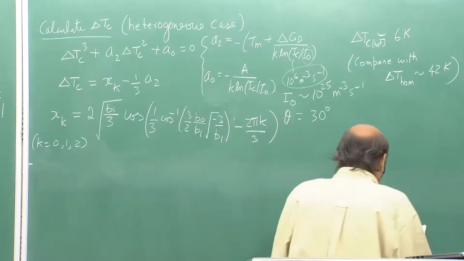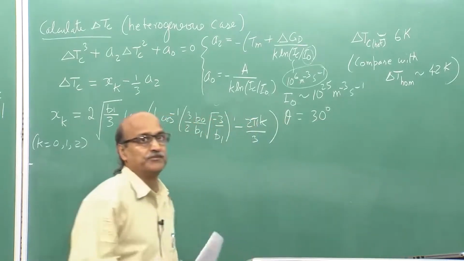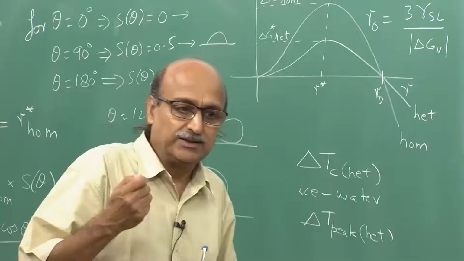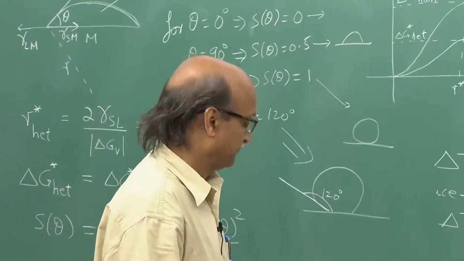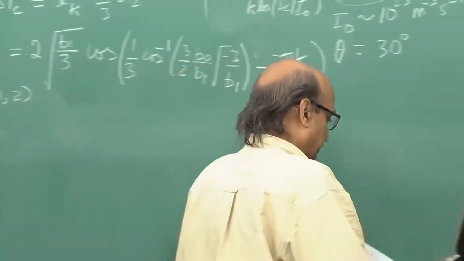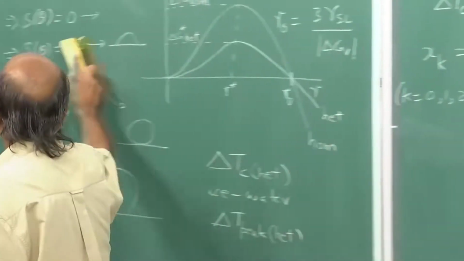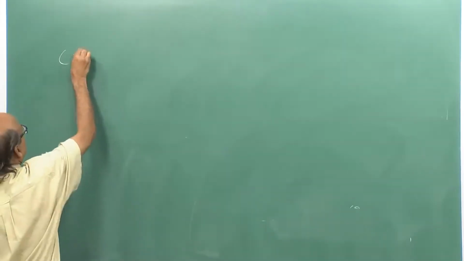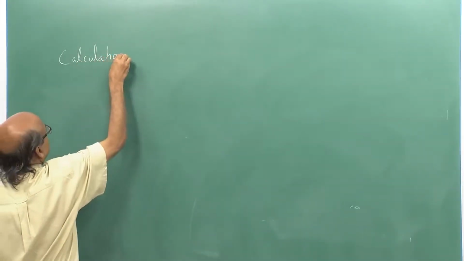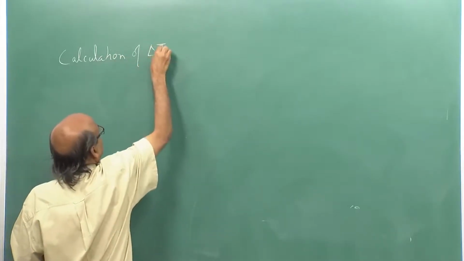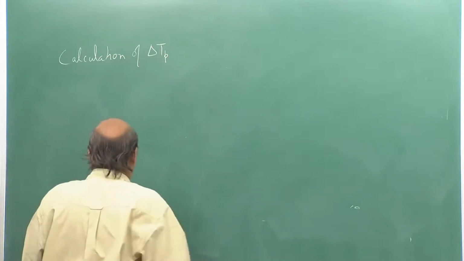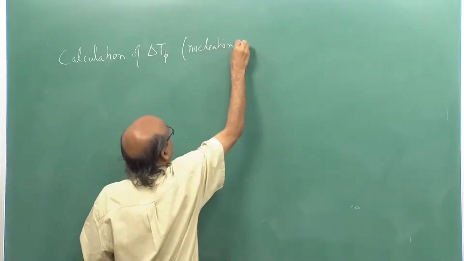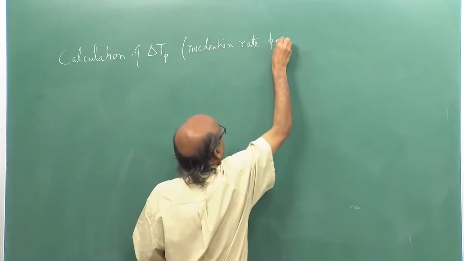A similar calculation one can also do for at what undercooling the peak in the nucleation occurs. And in order to do that, let me just write down the relation for that as well. So calculation of delta T sub P, the nucleation rate peak or a maxima in the nucleation rate.